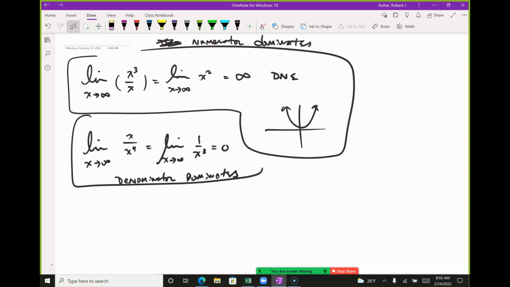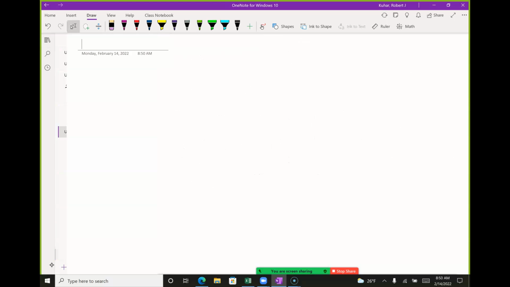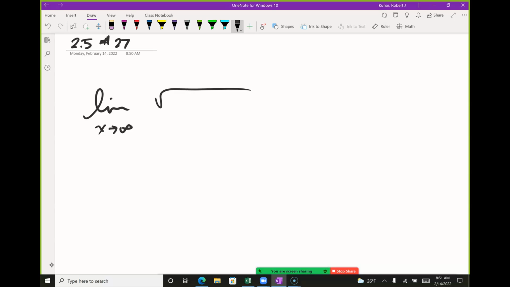So this is number 28. Let me do 27. This one's not easy to do with L'Hopital's because I have the chain rule in play, and we're not quite ready for the chain rule. So I've got the limit of the square root of 9x squared plus x, minus 3x.